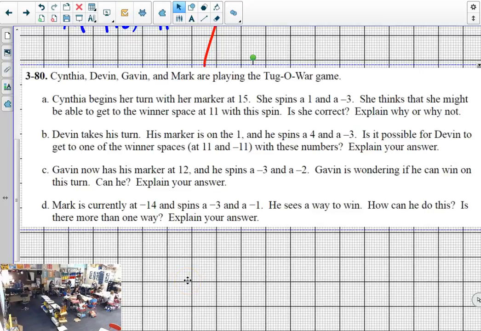So Cynthia, Devin, Gavin, and Mark are playing the tug of war game. Just trying to get you centered and started. Cynthia began her turn with a marker space at 15. And then you guys can read, so I'm just going to let you guys simply focus now. Dive into it.